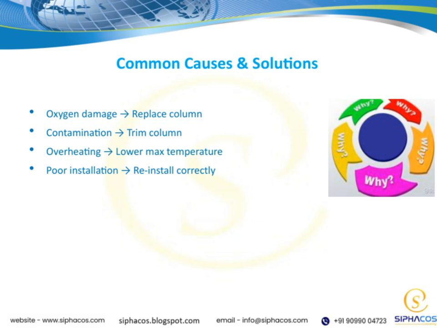Overheating is another cause we often see. If the system is running too hot, lowering the maximum temperature can prevent damage and ensure stability. Lastly, poor installation can lead to a variety of problems. The key here is to reinstall the components correctly, following proper procedures to avoid future issues. Recognizing these common causes and applying the right solutions is crucial for maintaining system health and performance, tying back to our overall goal of ensuring reliability and efficiency.